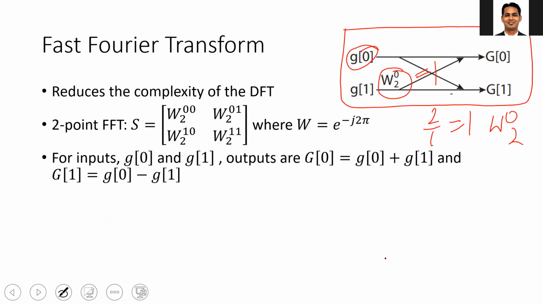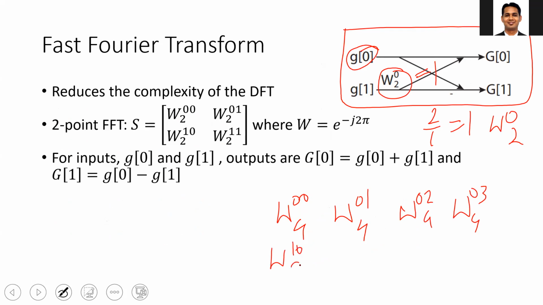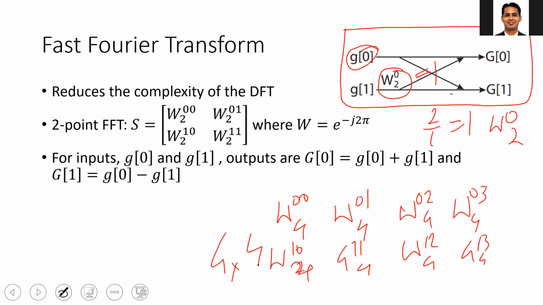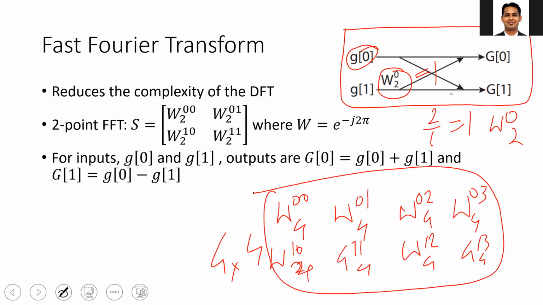same way. You will get W00, but instead of 2, it will be 4. W014, W024, W034, then W104, W114, sorry, W44, W124, W134, and so on. So you can create a 4 cross 4 matrix. So then by exploiting the properties of this W, you will see that many W values are the same.